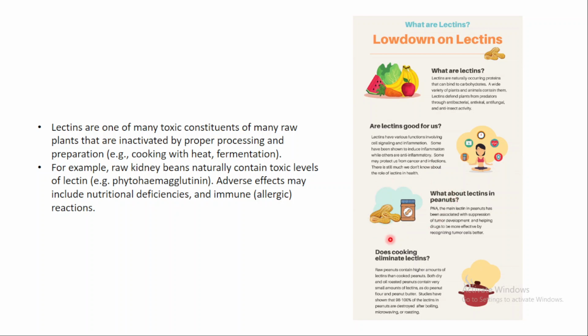Peanuts have lectin, and does cooking eliminate lectins? Yes. Raw peanuts contain a higher amount of lectins. Studies have shown that 98 to 100% of lectins in peanuts are destroyed after boiling, microwaving or roasting. So any food which contains toxic lectins or which can serve as an entry point of viruses and bacteria, as we saw in the earlier slide, we can deactivate them via proper heat cooking and fermentation.